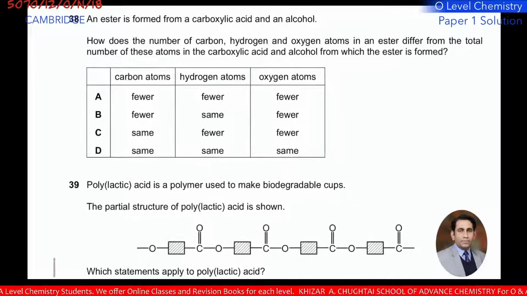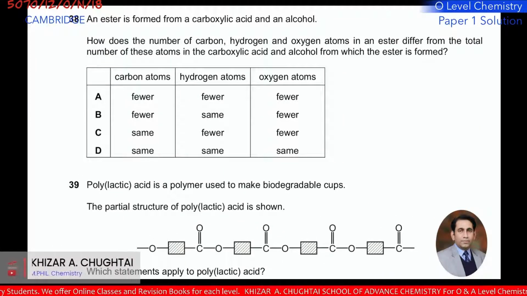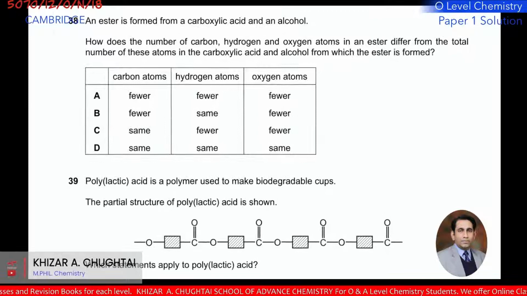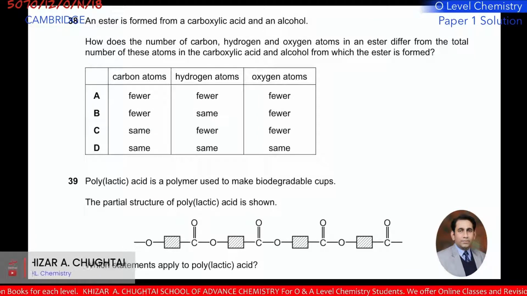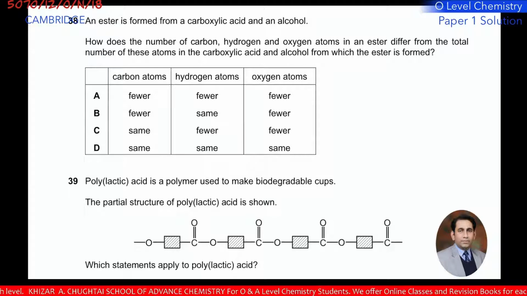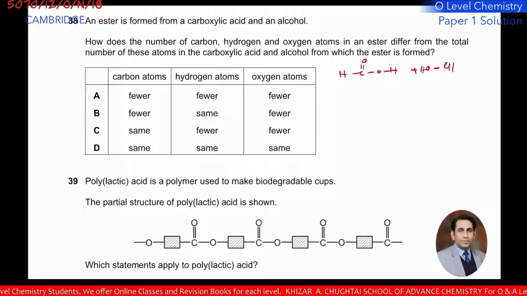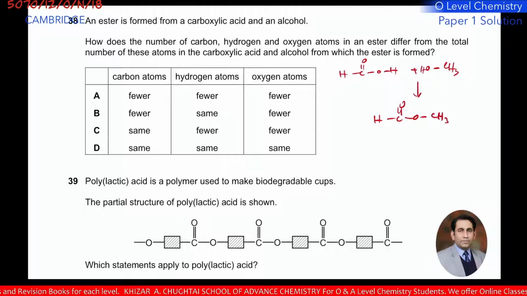38. An ester is formed from carboxylic acid and alcohol. How does the number of carbon, hydrogen, and oxygen atoms in an ester differ from the total number of these atoms in carboxylic acid and alcohol from which ester is made? For example, I'm going to write it over here. This is the smallest carboxylic acid, that is methanoic acid, and here is CH3OH, that is methanol, and the ester that is going to be formed in this case will be this one, methyl methanoate, plus H and OH.